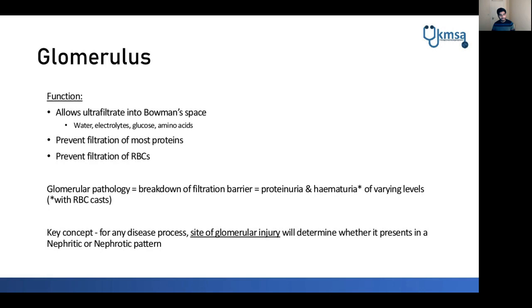And importantly, it's hematuria with red blood cell casts, which is different from hematuria which you may see further down in the urinary tract. I suppose a key point is that whichever part of the glomerulus is affected by disease pathology, that's what ends up determining how the disease presents and whether it's a nephritic or nephrotic pattern. And we'll get into that.